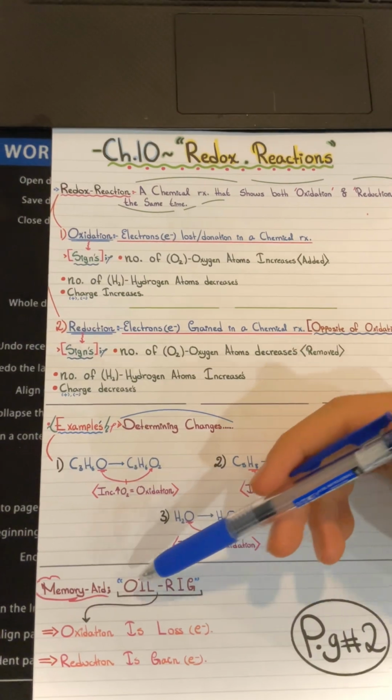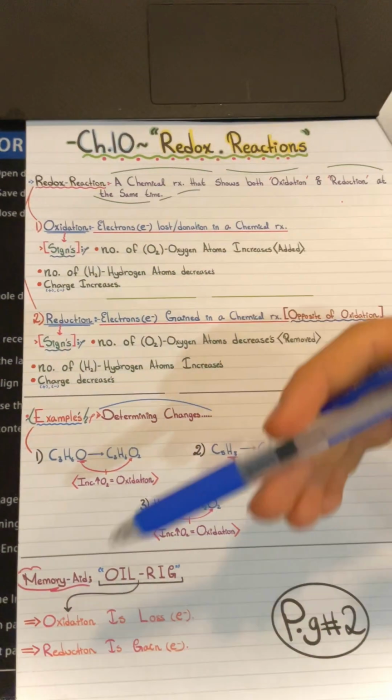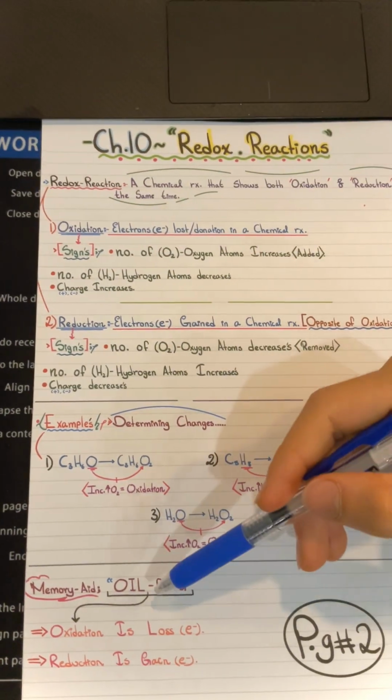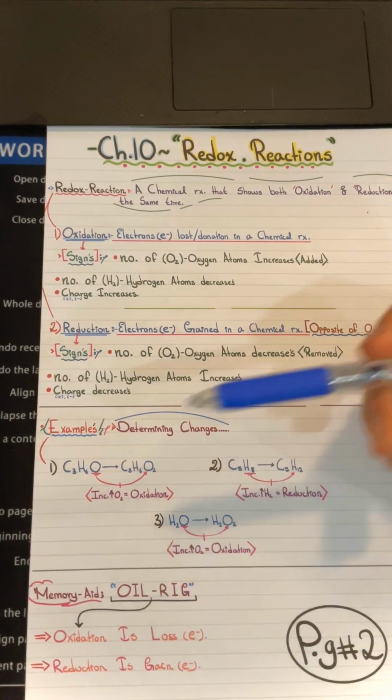Okay, so this is a memory aid to help you remember oxidation and reduction. Oil rig. Oxidation is loss of electrons, giving out donation of electrons in the product side. Reduction is gain of electrons, where in the reactant side.